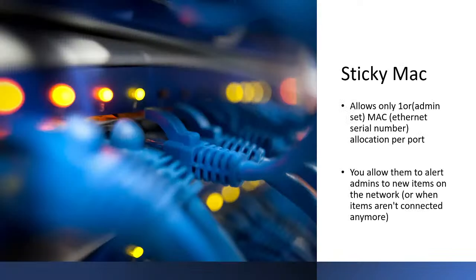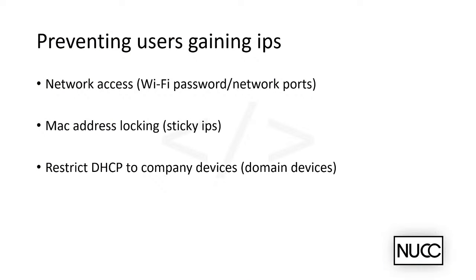So how do we prevent users gaining IPs? Most of the time, you're going to have a Wi-Fi password on. That's the first step that I would hope all of you have. Or you have network ports that are inaccessible from outside of your house. You don't put a network jack on the very outside of your house, or your office, because otherwise someone walks in, starts stealing your Wi-Fi, your bandwidth. So that is a way of preventing users gaining IPs.